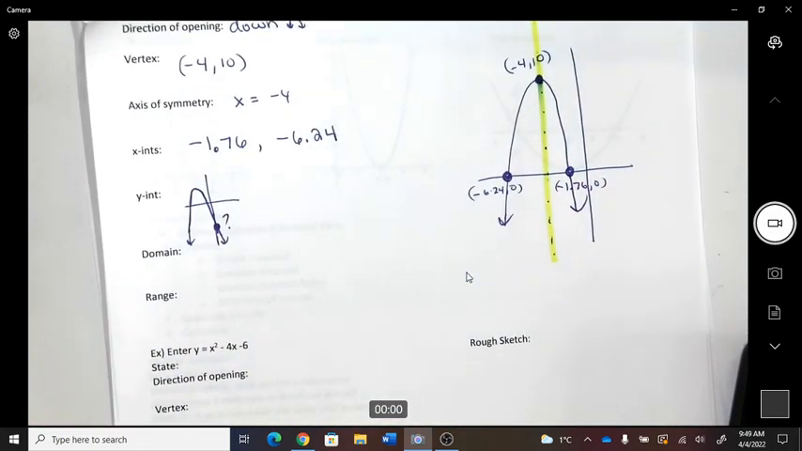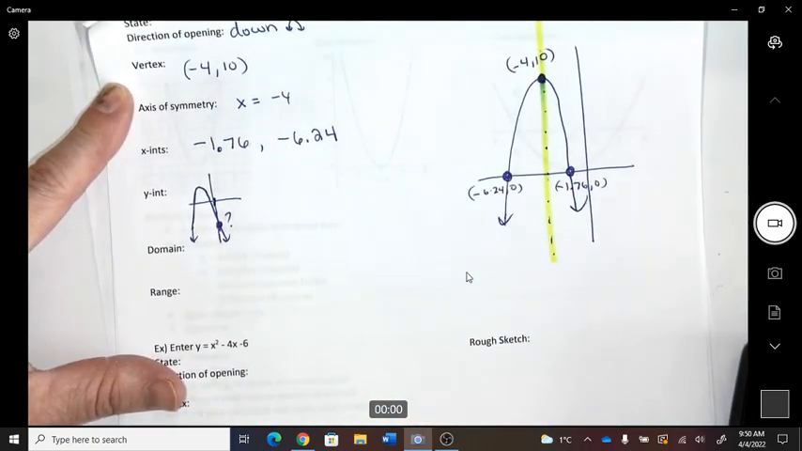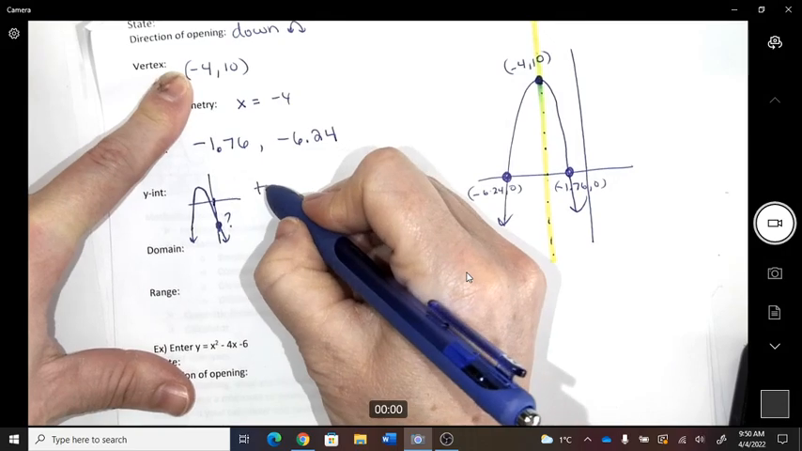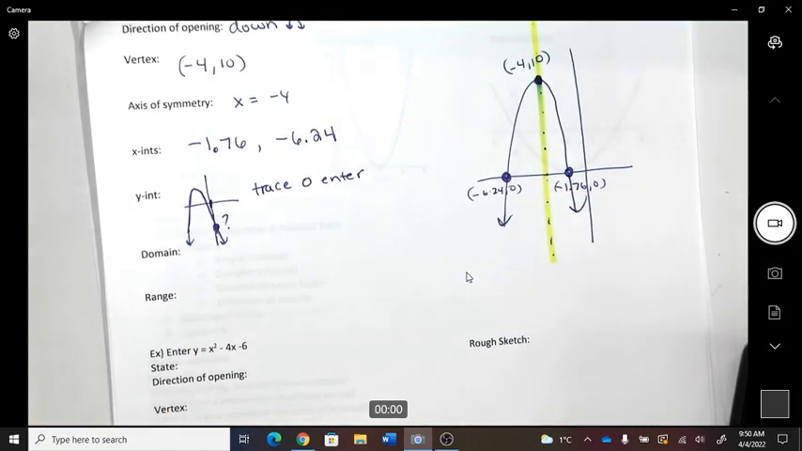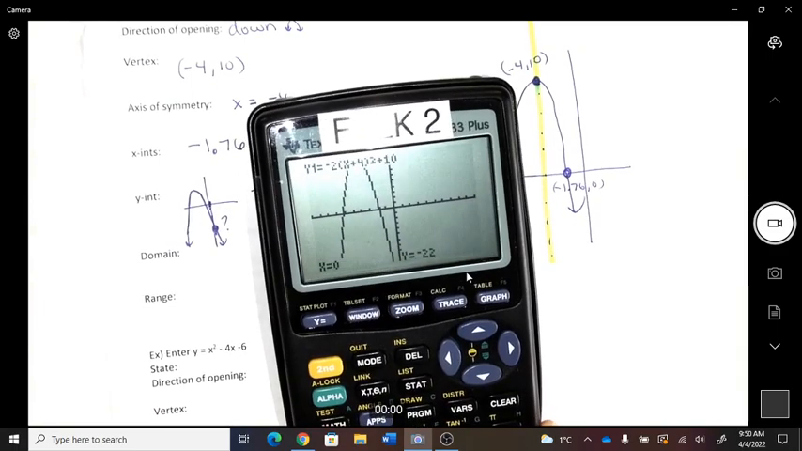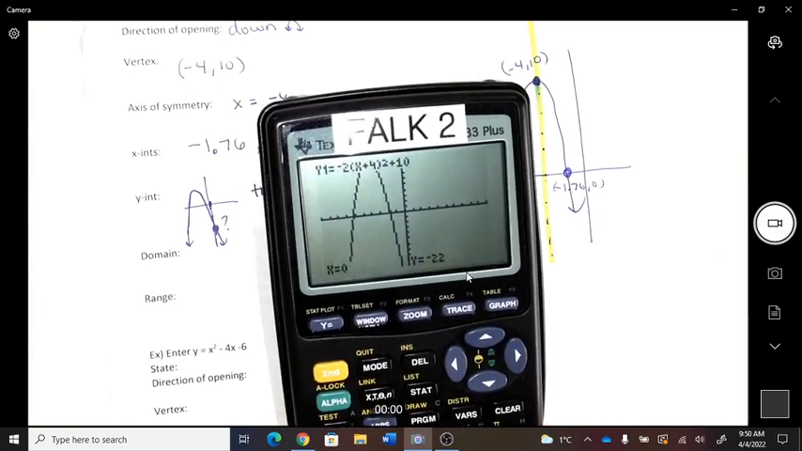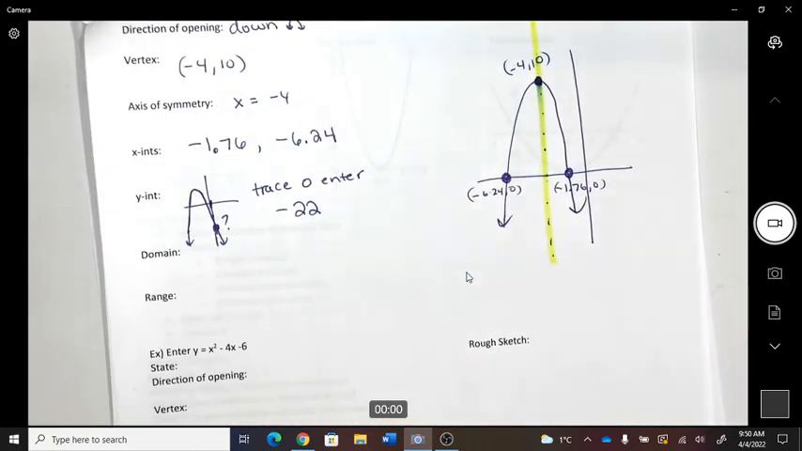Okay, how am I going to get my mouse to that position? Does anybody know what the X number is? What's the X number right here on a graph? What is that X number? 0, right? So I'm going to go trace 0, enter. Trace 0, because I want to say, hey mouse, go to 0. Negative 22. So that's the coordinate way down there. It's going to cross at negative 22.